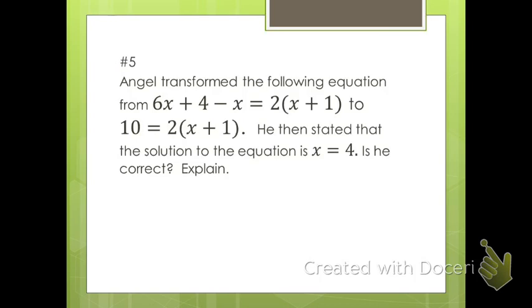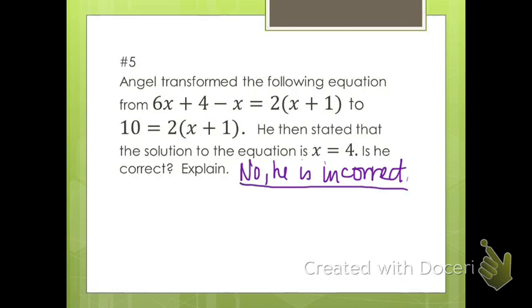Okay, we're going to look at number 5 now. So if you haven't tried it yet, pause the video and look at it before you come back and check your work against mine. Okay, so for number 5, let's just say right off the bat that Angel is incorrect. He has made a mistake in transforming this equation.